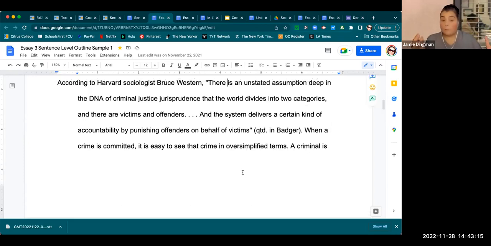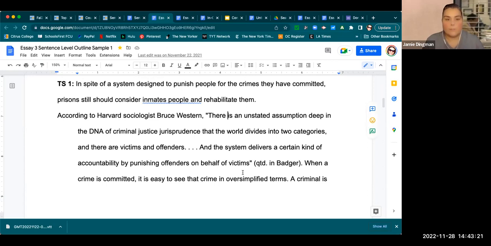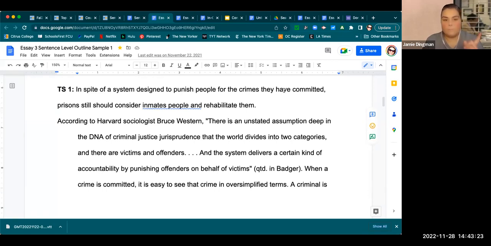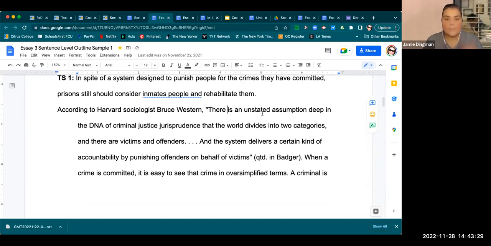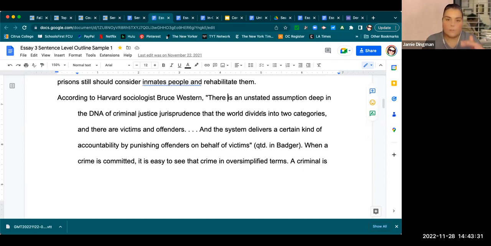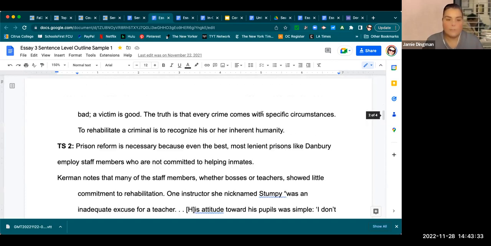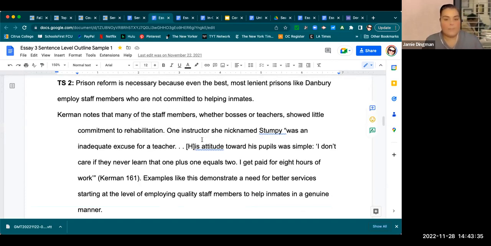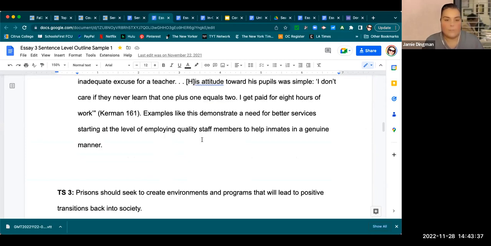Okay, so those are great points that they're bringing up too, but again, where are we going from here? So you're saying that we need to consider them humans and not just strictly punish, but rehabilitate. I'm not getting those other subpoints though that you're talking about in this paragraph. Let's take a look at number 2. It's kind of the same thing.